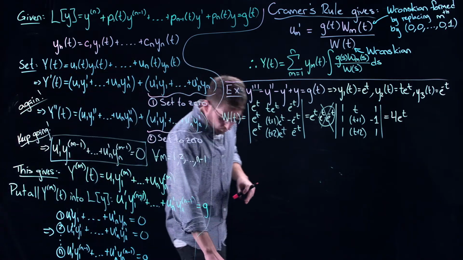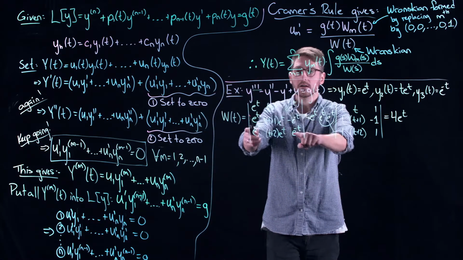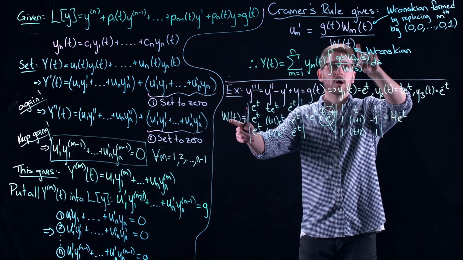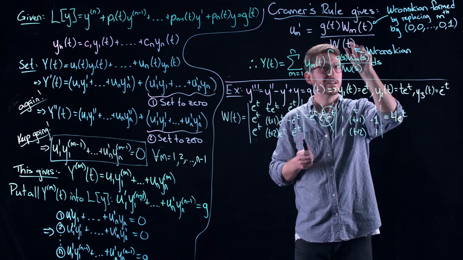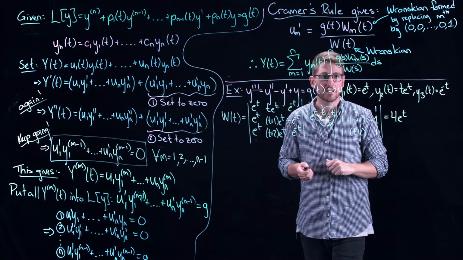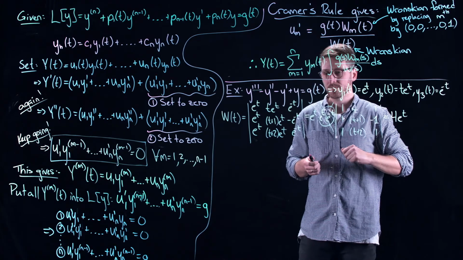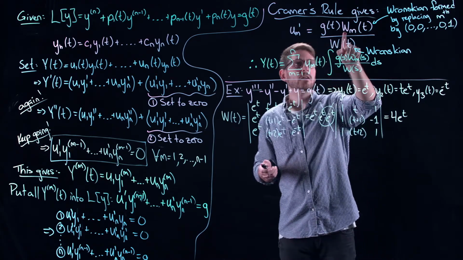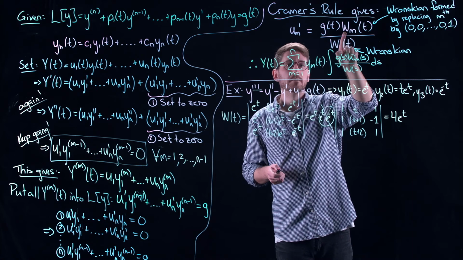Well, that means we've got the Wronskian that shows up in the bottom here. Remember, we always want the Wronskian non-zero. Here we can kind of see why that non-zero term is coming in. We can't divide by 0. Okay, let's take a look at the W_m's now.